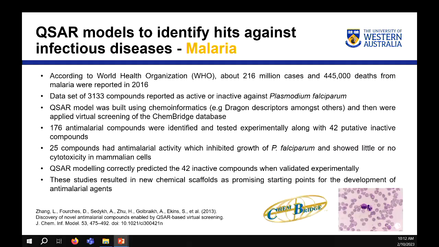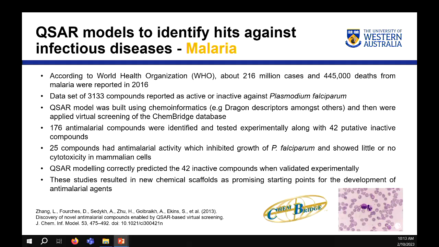I just wanted to give you a couple of examples where these QSAR models have been used, and one is for the infectious disease malaria. I'm not going to go into malaria. I am pretty confident you all know probably more than me about malaria. But in this group by Zhang et al., they started off with a data set of 3,133 compounds, and these compounds were reported as either active or inactive against Plasmodium falciparum.